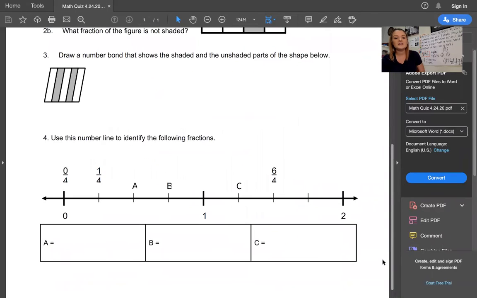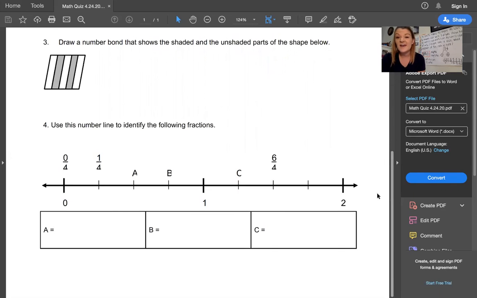Then your last question says number 4, use this number line to identify the following fractions. You do not need to draw the number line on your paper if you're able to look at it and see what fraction would A be, what fraction would B be, and then what fraction would C be. You can just write them down. And then that is it for your quiz.